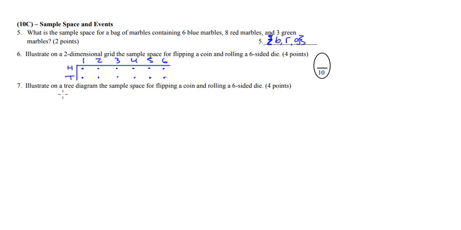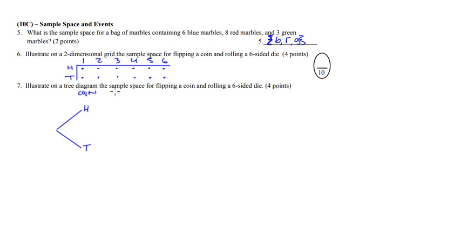Okay. And then 7, illustrate on a tree diagram the sample space for flipping a coin and rolling a 6-sided die. So for a tree diagram, we would just simply do this. We could flip the coin. So this is the coin, and we can either get heads or we can get tails, right?